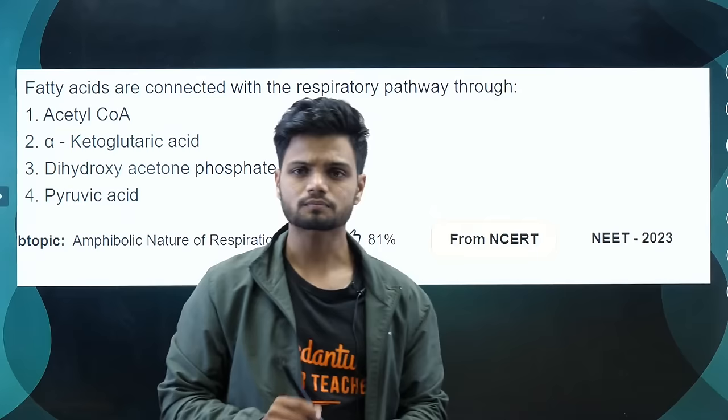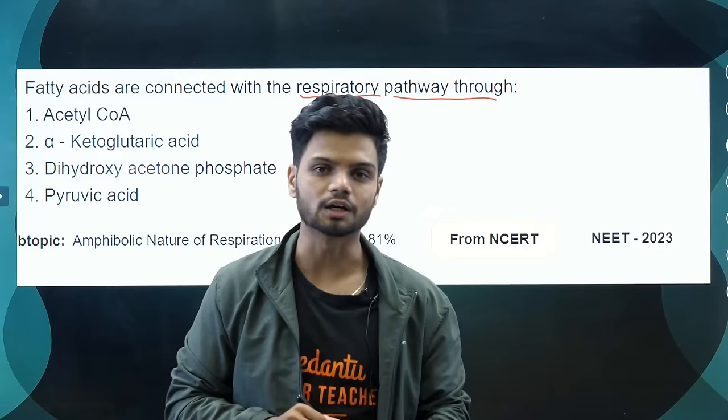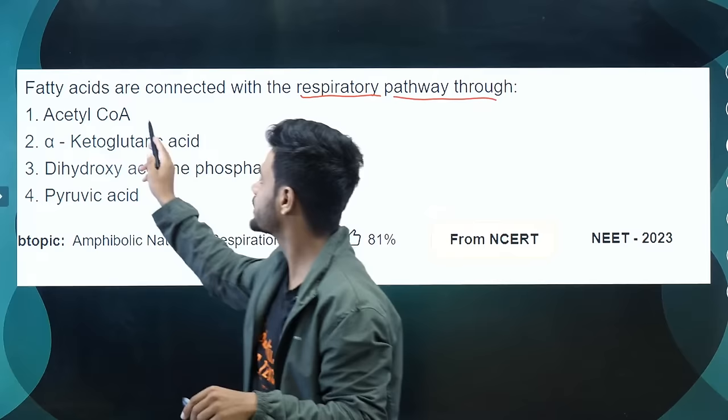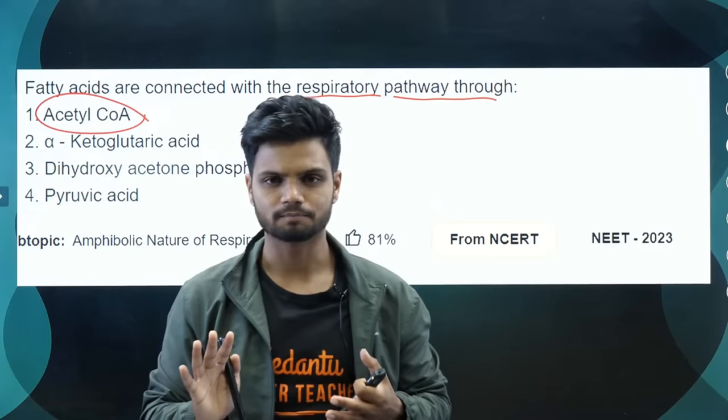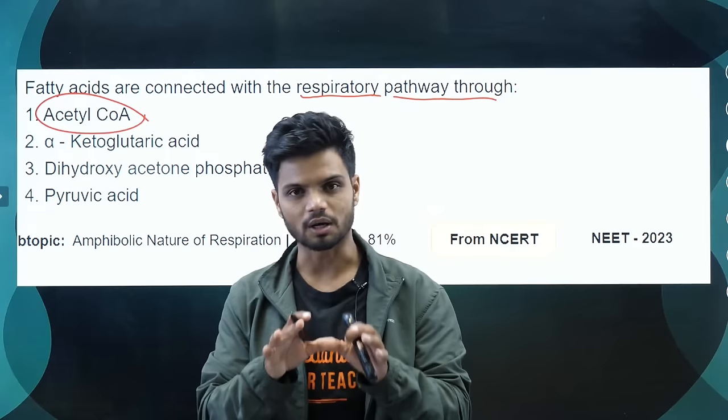Next question. Fatty acids are connected to the respiratory pathway through. See, if you look at the chart for the amphibolic pathway, it clearly shows you that the fatty acids can enter the respiratory pathway with the help of acetyl coenzyme A. They get converted to acetyl coenzyme A and they can enter. Now, what about proteins? How do proteins enter? Tell me in the chat, or in the comments later on, how do proteins enter the respiratory pathway?